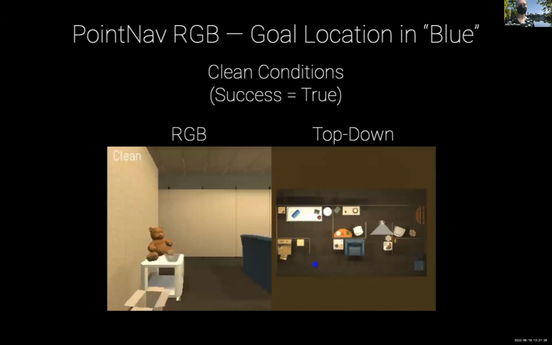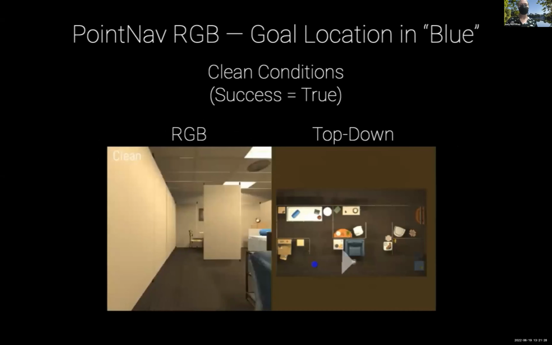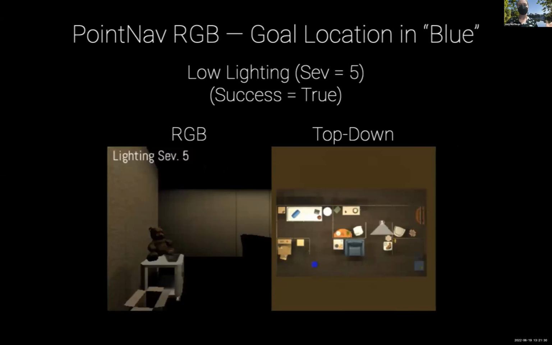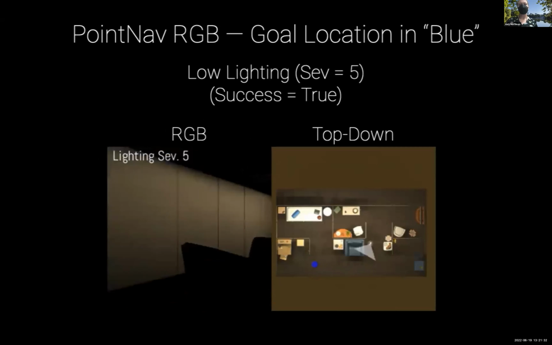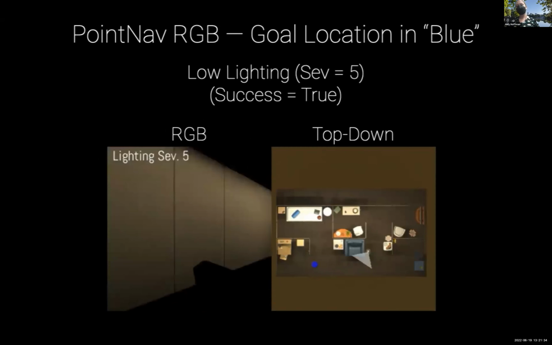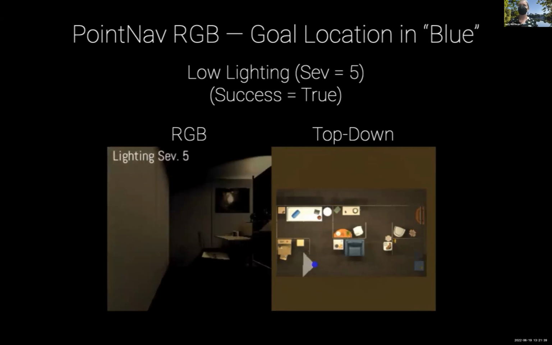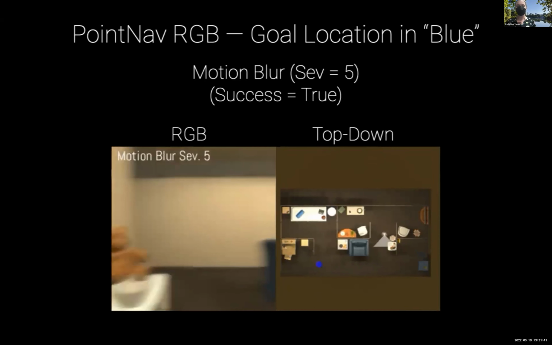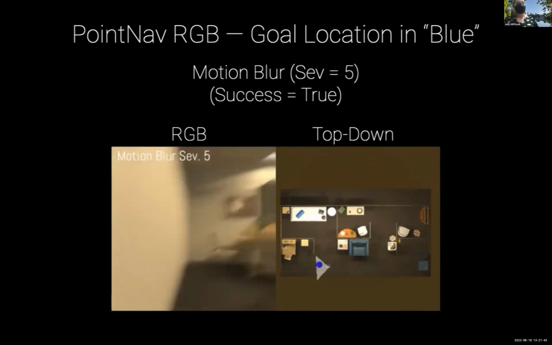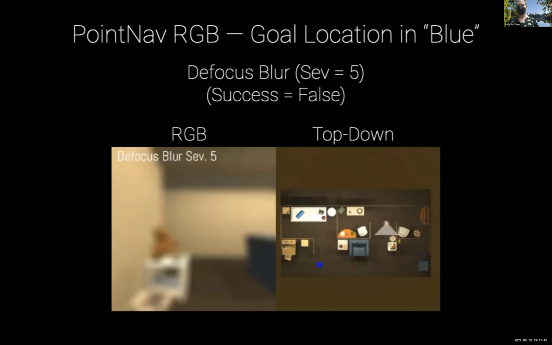And here's an example of it running. So this is the agent. It's able to navigate to the goal in the clean environment very quickly. In the lower lighting condition, it still succeeds, but you'll notice that the agent is kind of turning around, looking a few different times before it actually makes it to its goal, which means it's going to have a lower SPL. And here's one with motion blur. It made it there fairly quickly.